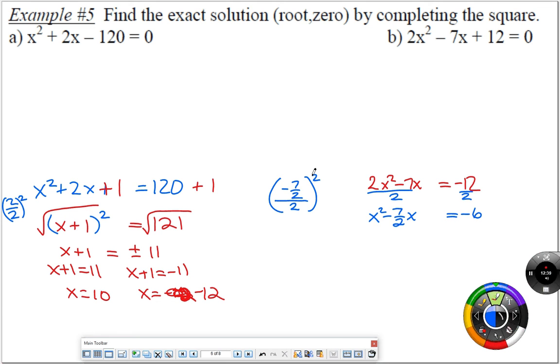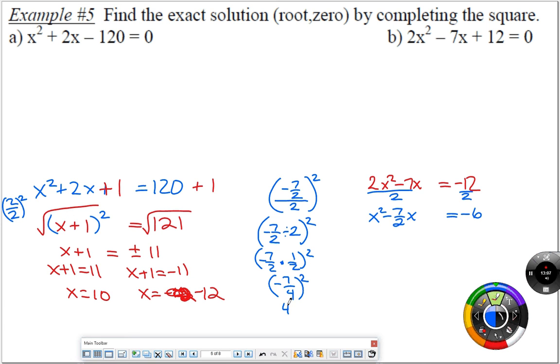What is negative 7 over 2 divided by 2? Good, negative 7 over 4. Because remember, taking a fraction and dividing it by 2 is the same as taking the fraction and multiplying it by the reciprocal of 2. This is probably the most fractions I will ever write out for you. So get used to it.